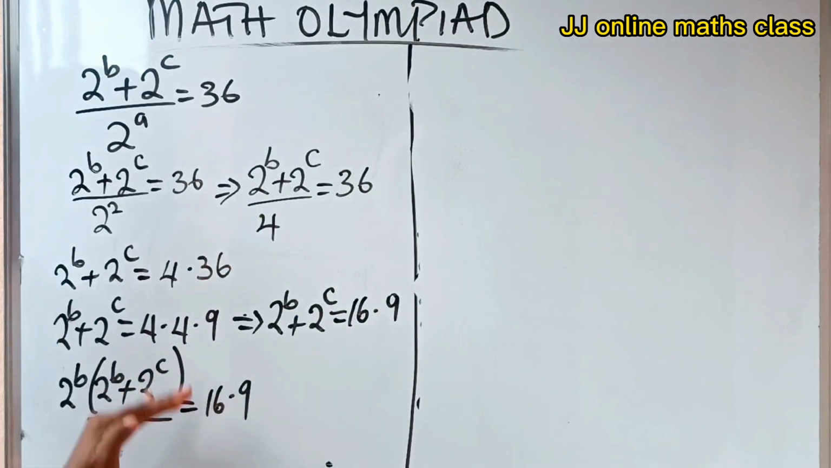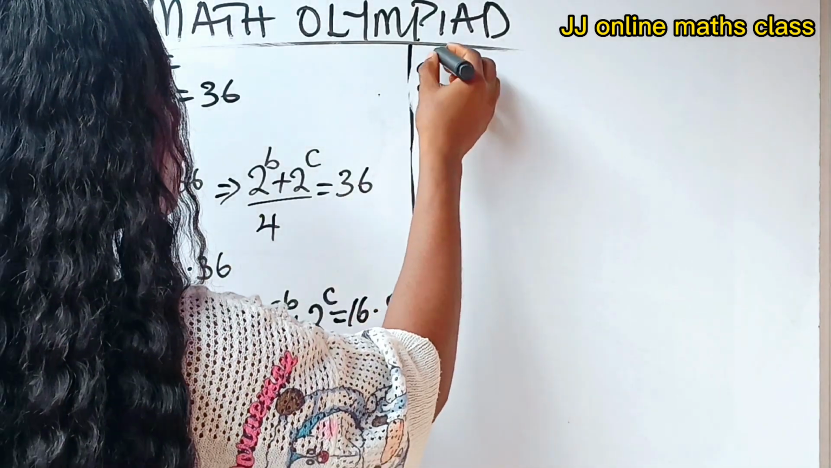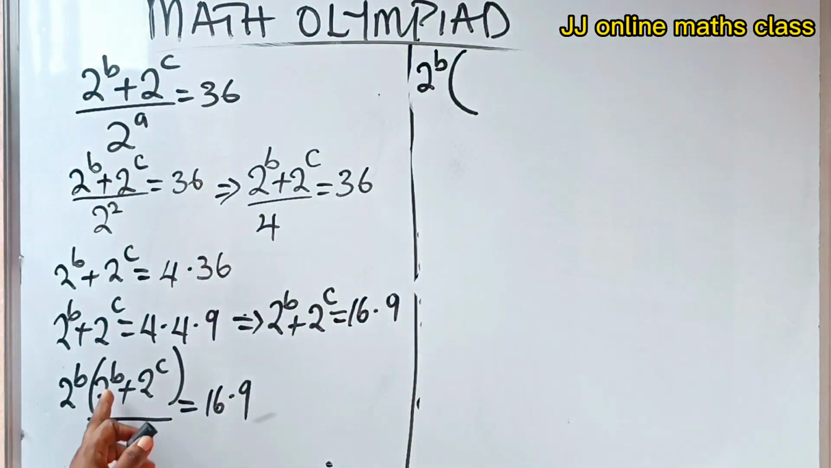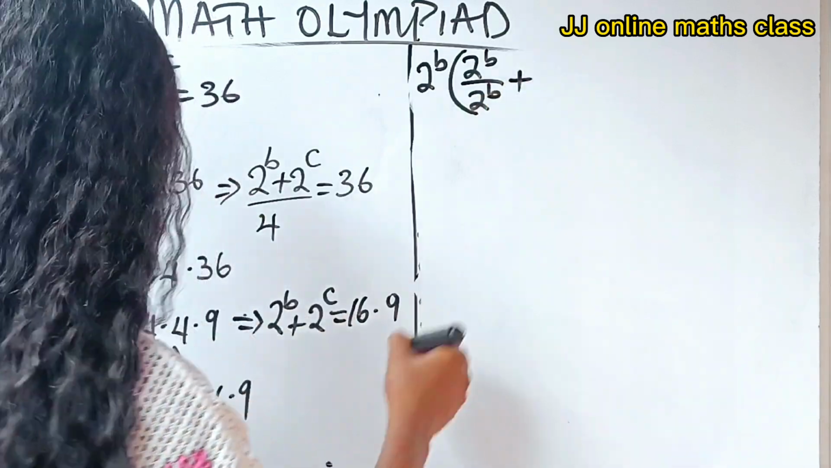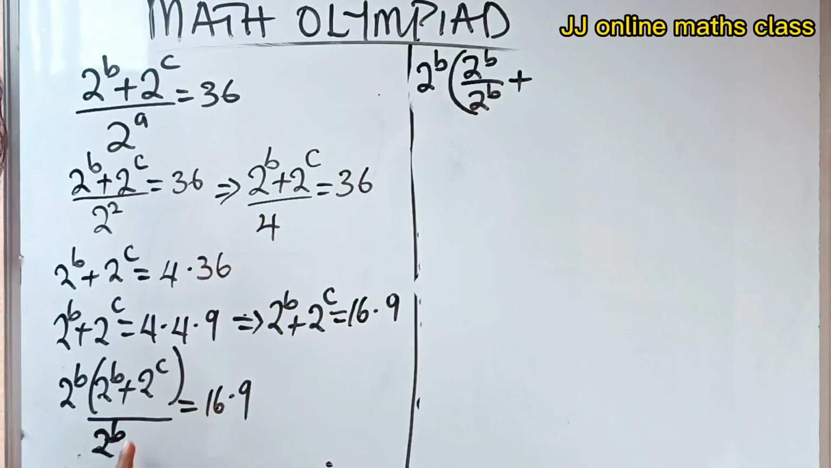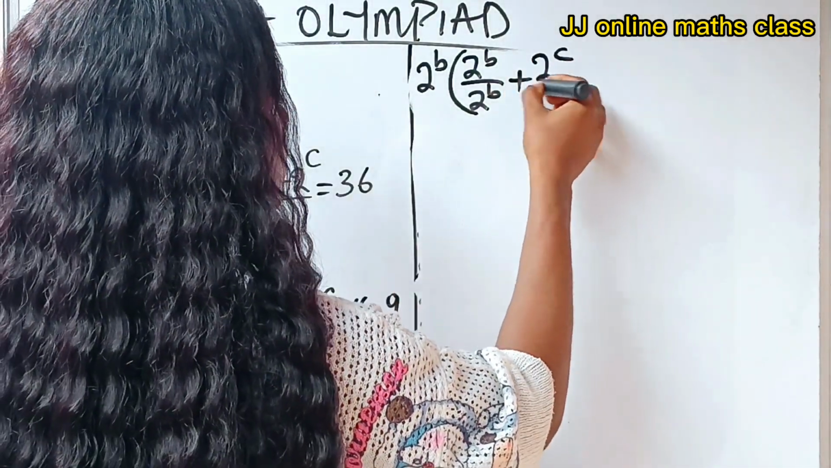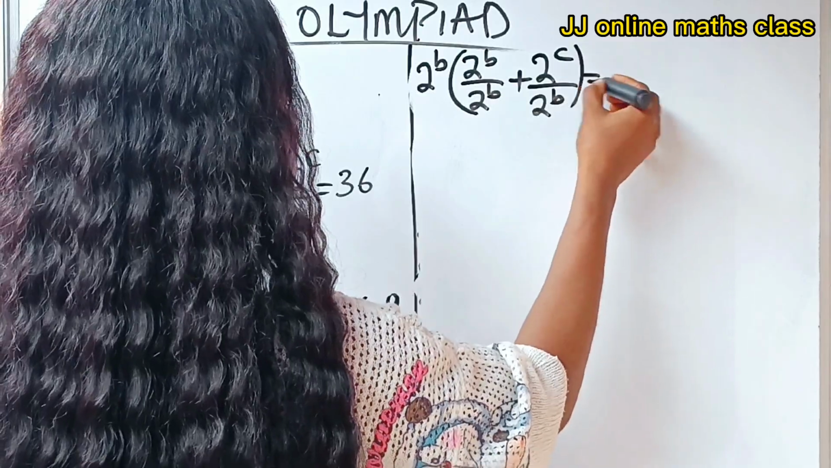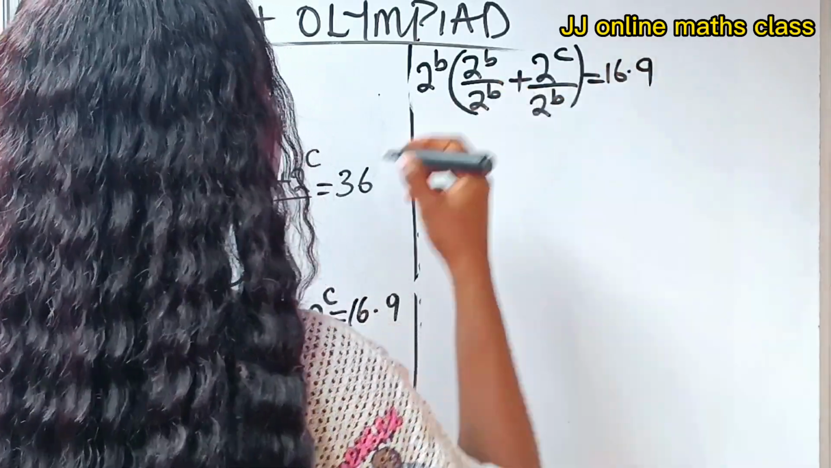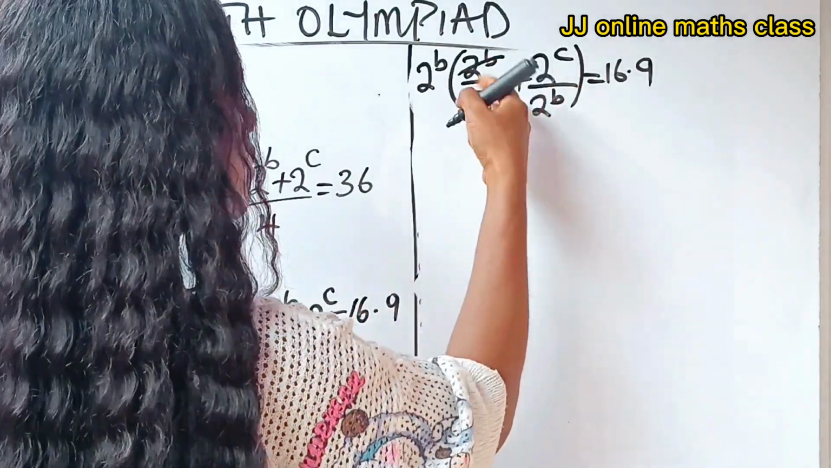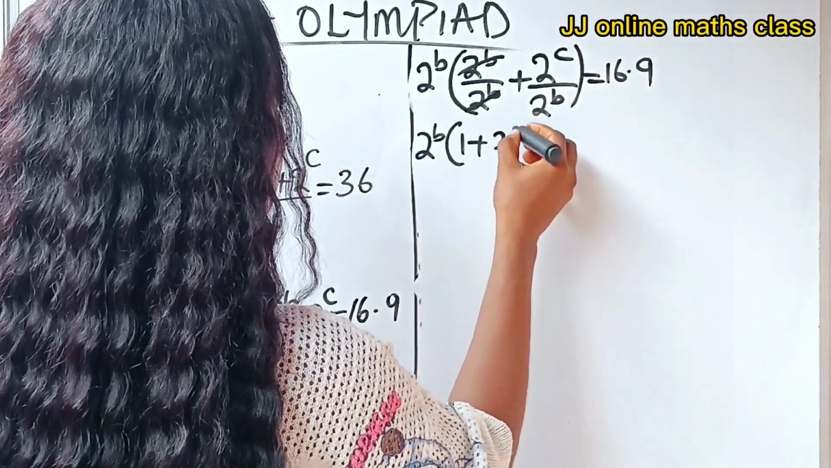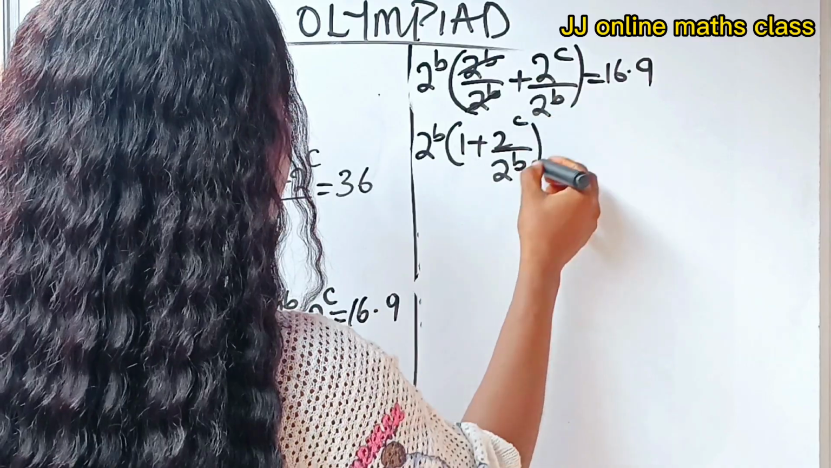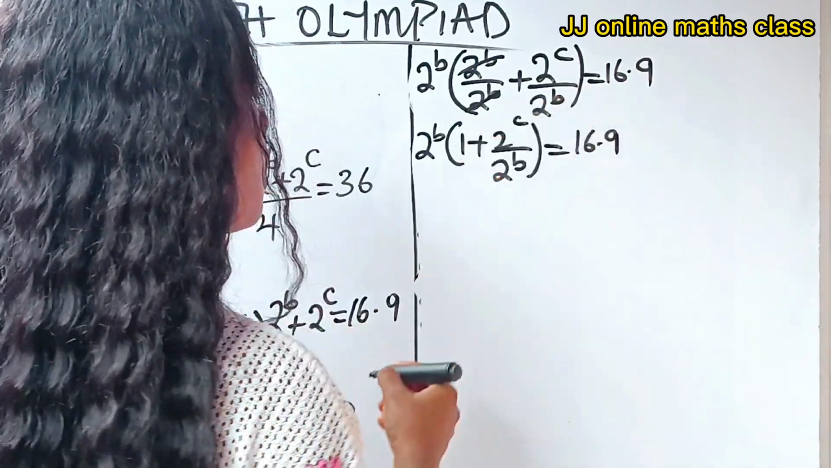So that means we can rewrite this particular side as what? 2 to the power of b bracket. Now this is 2 to the power of b over 2 to the power of b, right? So it's going to be 2 to the power of b over 2 to the power of b, plus this will be 2 to the power of c over 2 to the power of b, is equal to 16 times 9. All right, now we divide this to give us 1. So we have 2 to the power of b bracket 1 plus 2 to the power of c over 2 to the power of b is equal to 16.9.